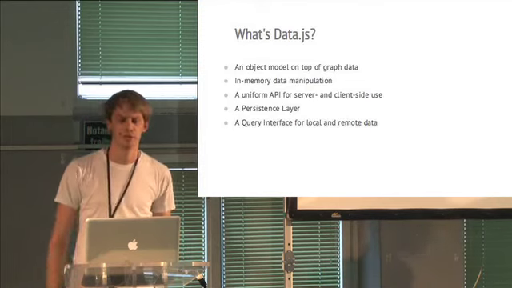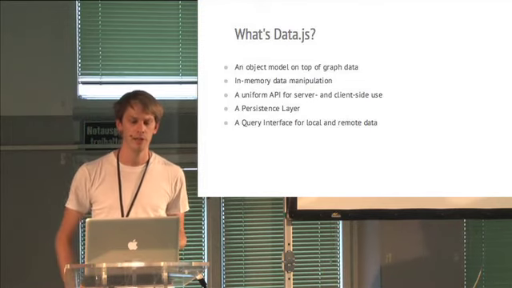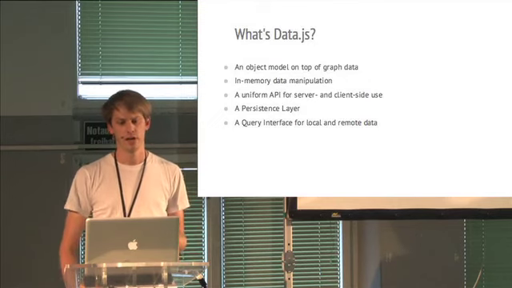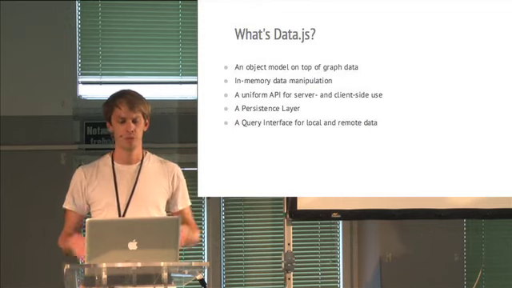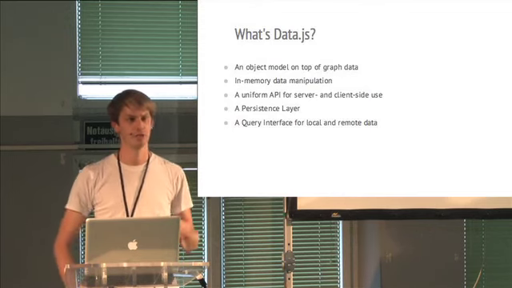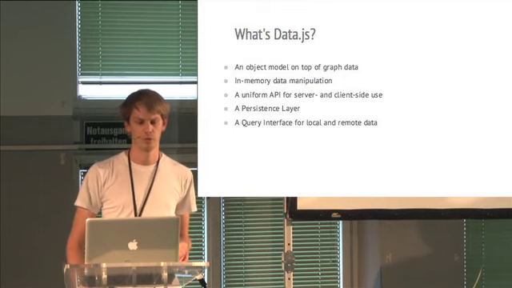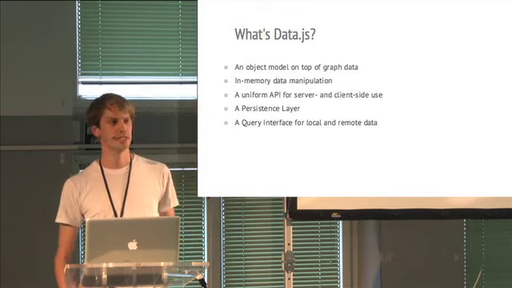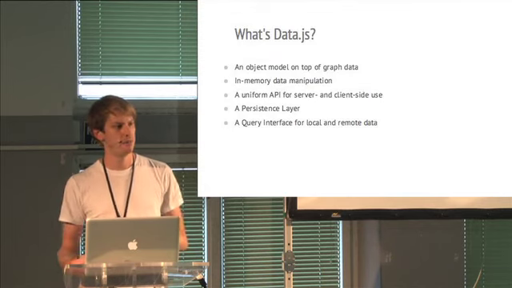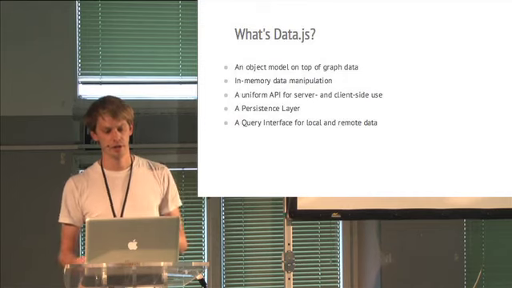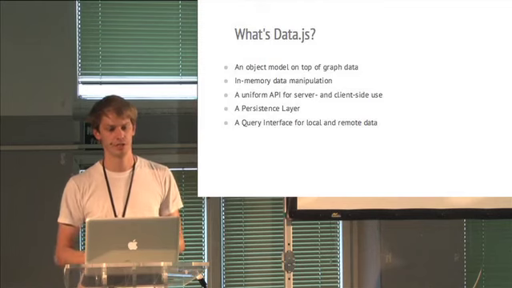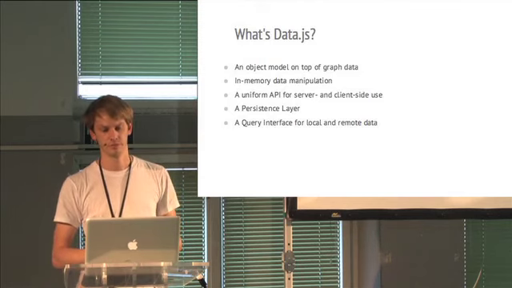And that's actually what DataChest is all about. It's an object model that sits on top of graph data. So graph data is a low-level data structure in computer science, and we built sort of an API or abstraction layer on top of it, so it's easier for us to interact with it. DataChest is in-memory data manipulation. So you're basically manipulating and interacting with a local in-memory data structure, which can then be persisted to the server at some point. So that's the persistence layer then.